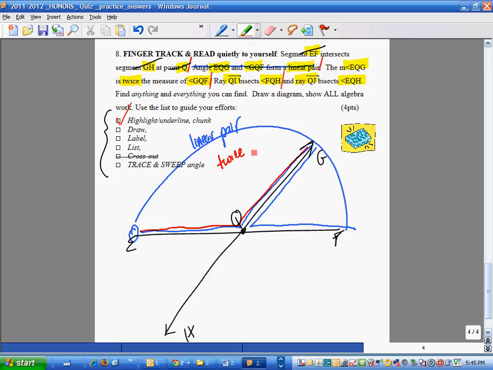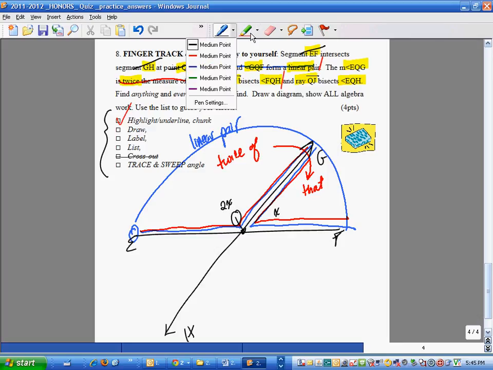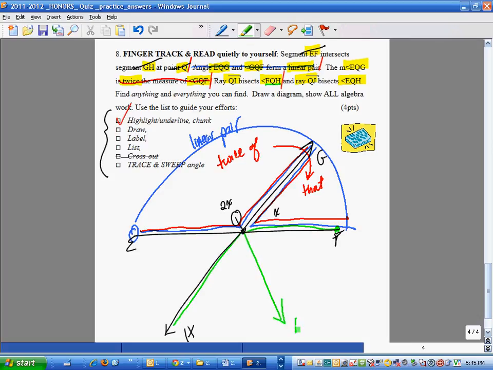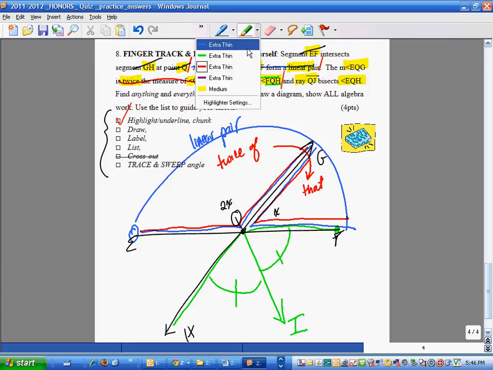Next is QI bisects FQH, so here's F, QH, QI bisects, so that cuts it in half. So trace, sweep, sweep, hatch, cross it out. And then the last one here is QJ bisects EQH. So here's E, go to Q, go to H, QJ cuts that in half. That's our second set, so we have a second hatch. Find anything and everything that you can find. We drew, we labeled, we listed, we crossed stuff out. Now we're going to trace and sweep angles and see what we have here.